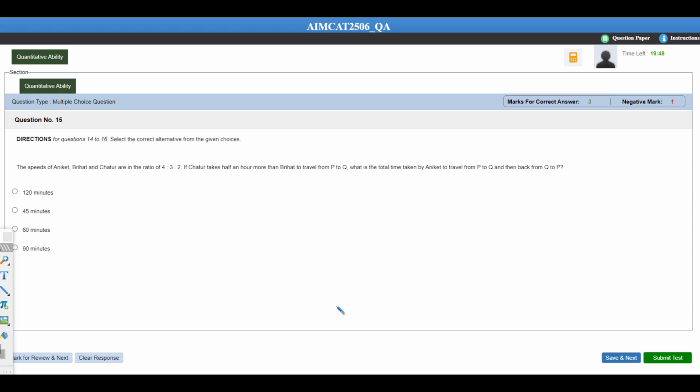Then the next is the speeds of Aniket, A, B and C. They are in a ratio 4:3:2. If Chatur takes half an hour more than B to travel from P to Q, what is the total time taken by Aniket to travel P to Q and then back from Q to P? Again, a very easy question.